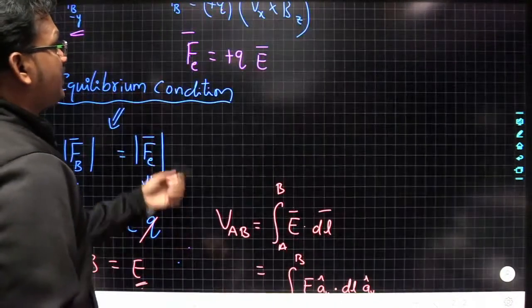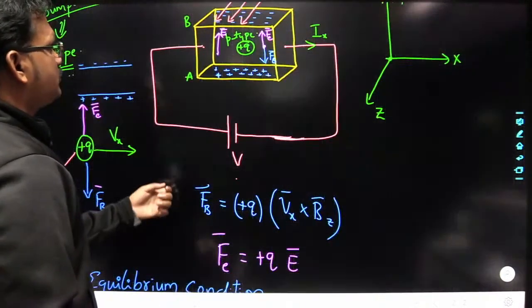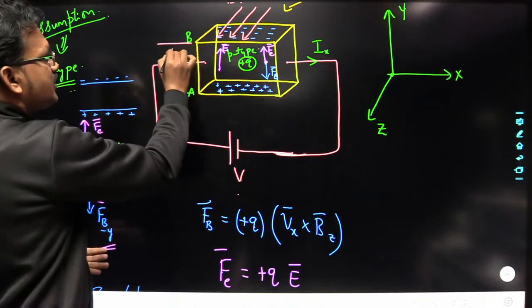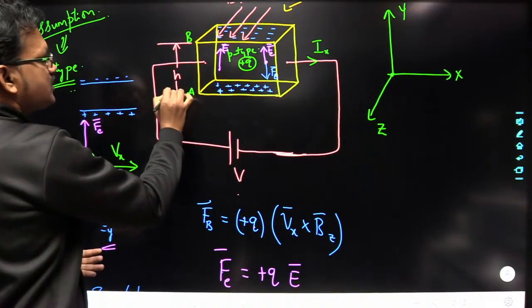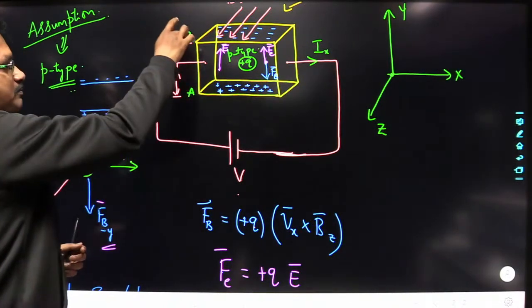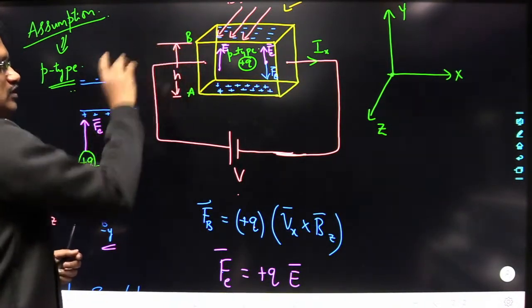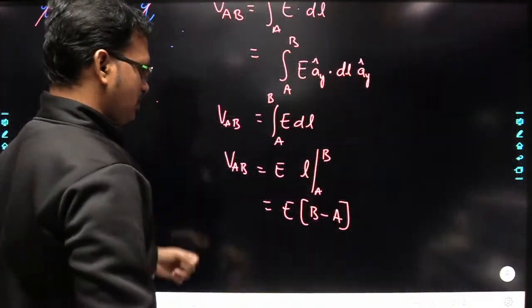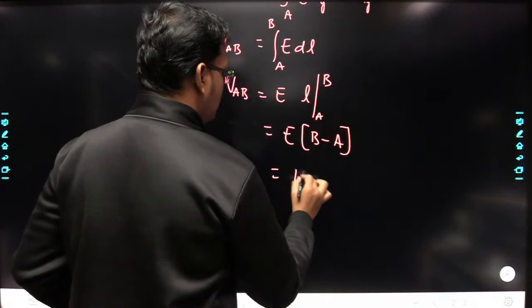So E into B minus A will give you what? Will give you this height, or not? Let us say this height is H. So B minus A will give you this height H. In place of B minus A you can replace it with H. So E into H here.